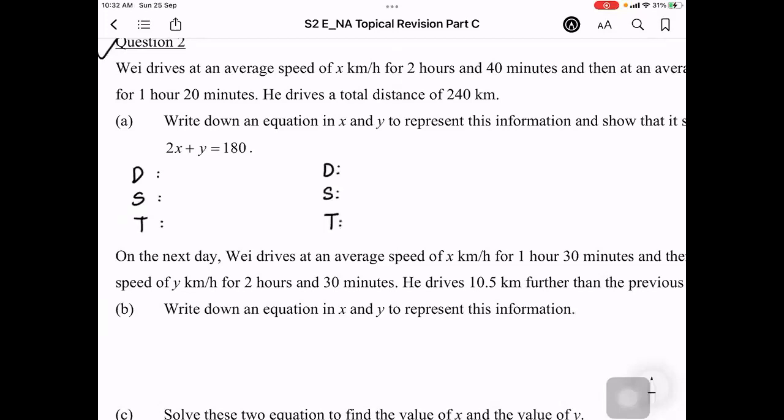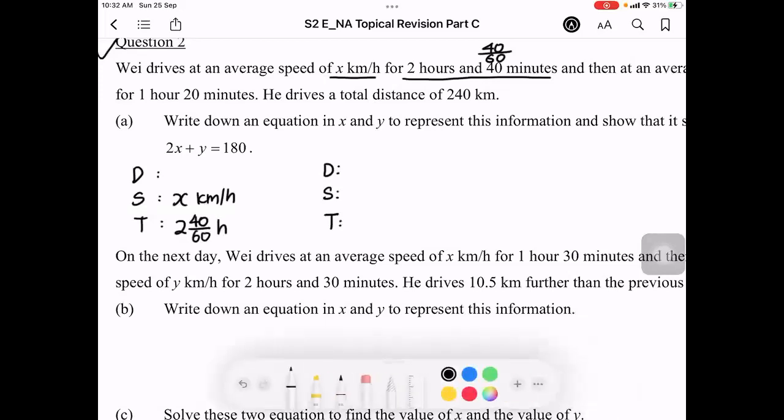Okay, first part, he drives at an average speed of x kilometers per hour. The time is 2 hours 40 minutes. This kind of question looks very difficult to deal with hours and minutes, so we change the 40 minutes to hours. This means 2 hours and 40 over 60 of an hour. Meaning, what information can I find? I can find the distance.